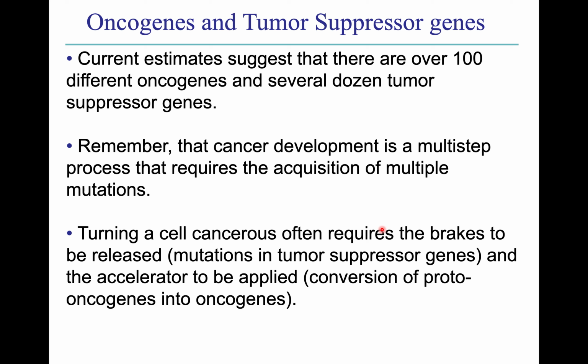I also want to remind you that usually mutations in just one oncogene or one tumor suppressor gene are not going to be enough to cause cancer, right? Cancer is usually a multi-step process. That's the whole reason we don't usually develop cancer until later in life, because it takes time to acquire all these mutations.